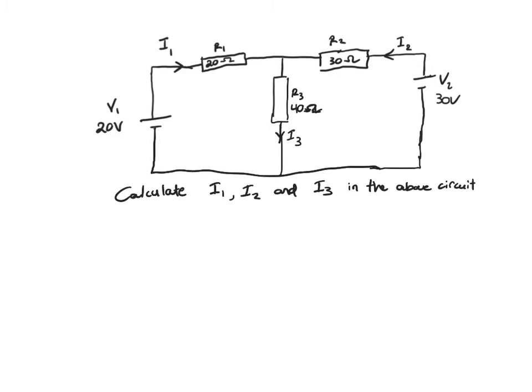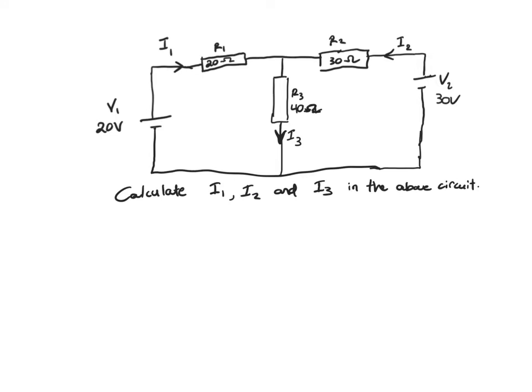So this is the question. Calculate I1, I2, and I3 in the above circuit. In the above circuit, we're given the directions of current in and out. We're also given the EMFs of each power supply or cell. So we need to come up with certain expressions using firstly Kirchhoff's laws.